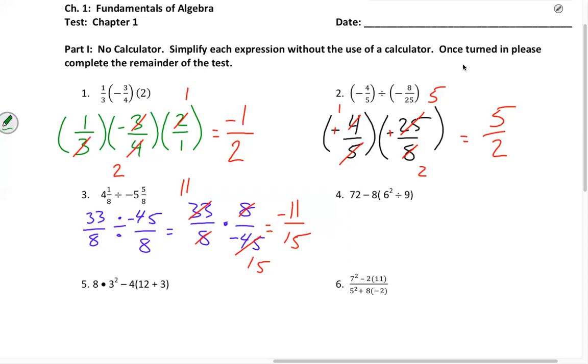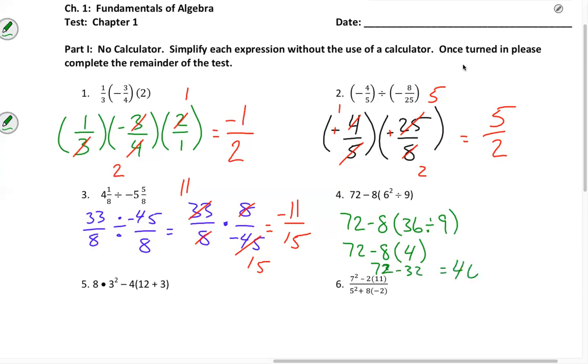For a question like number 4, all right, take it one step at a time. So I'm going to do 6 squared. That's 36 divided by 9. So I have 72 minus 8 times the quantity 36 divided by 9 is 4. 8 times 4 is 32. 72 minus 32 is 40.